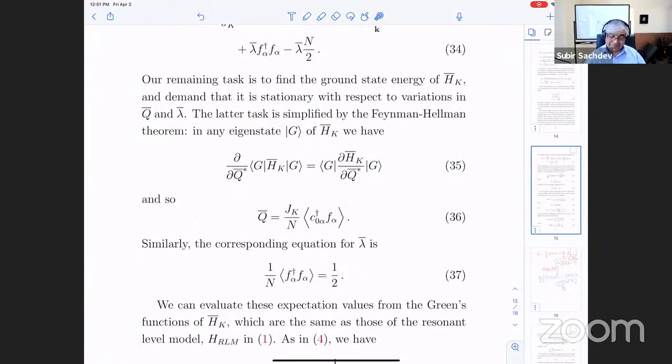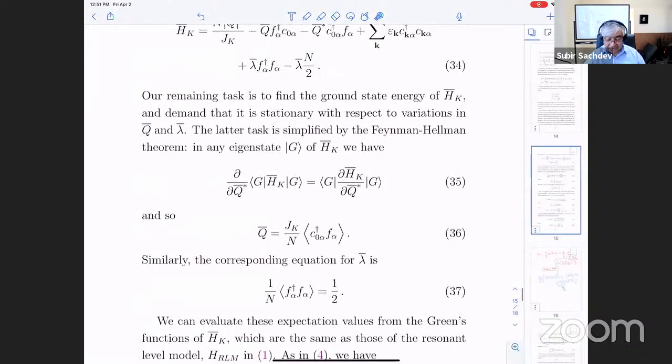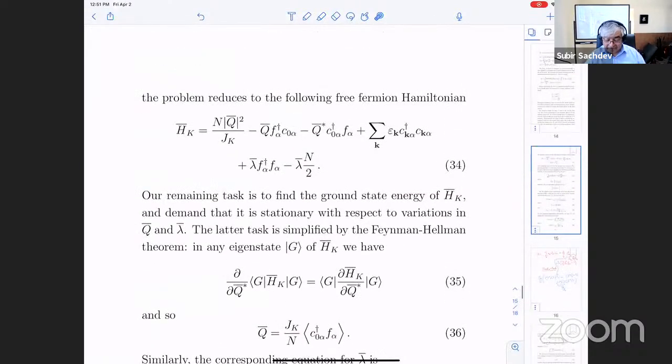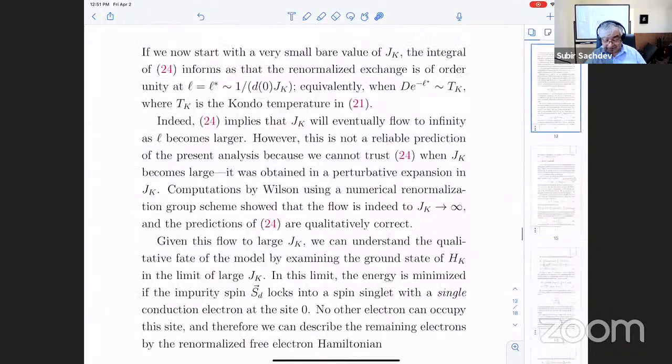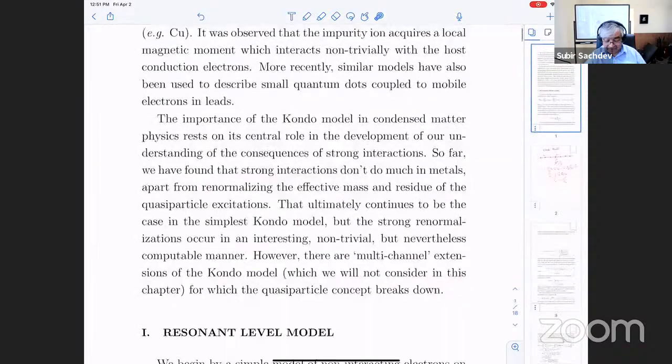So I'm going to leave the algebra, which is all worked out, for you to follow in the notes. Let's just go ahead and solve this. First of all, what is this free fermion Hamiltonian? Well, we've already solved this free fermion Hamiltonian. That's how we started the chapter. It's exactly the resonant level model that we started this chapter with.